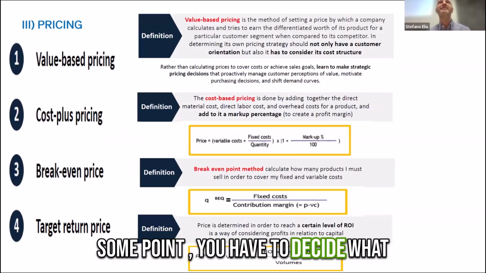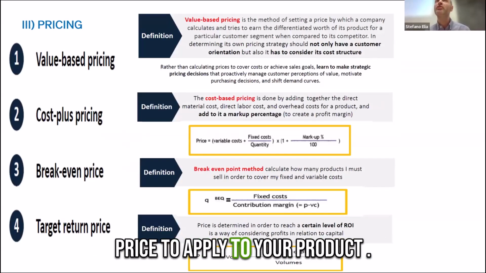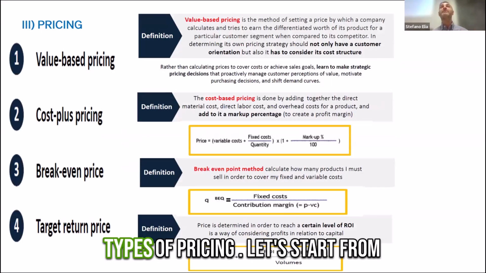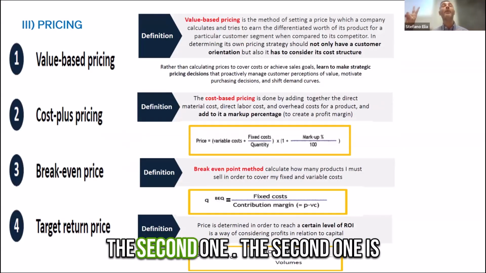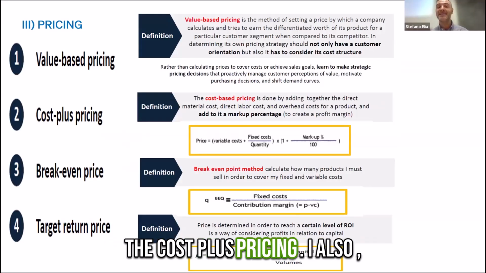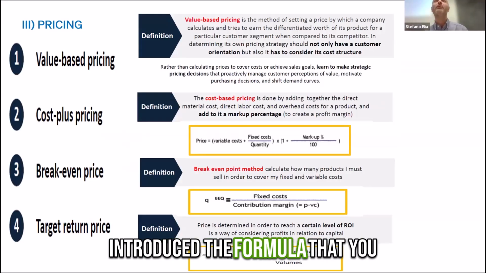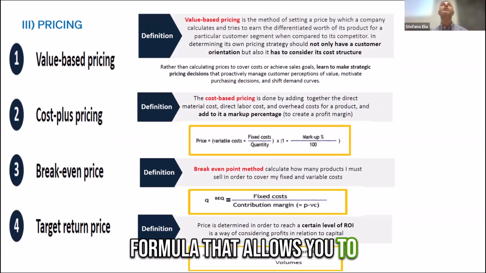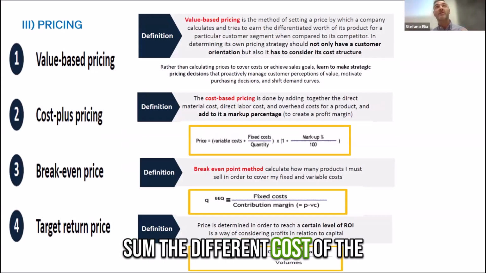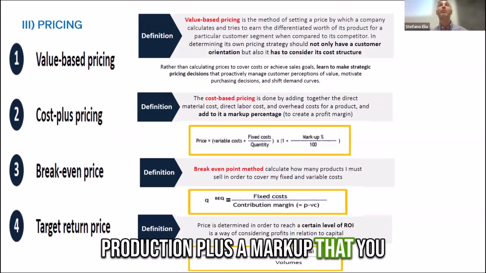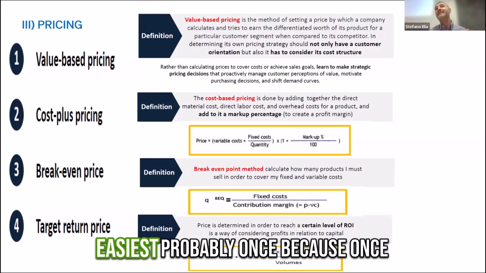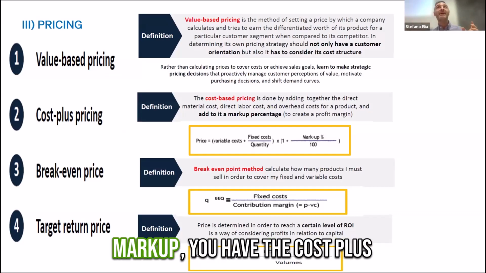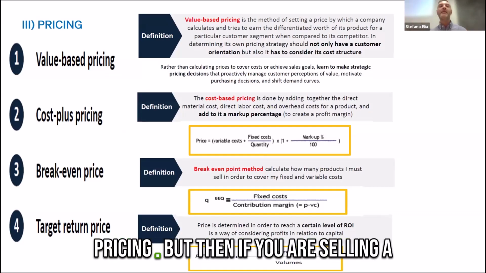At some point, you have to decide what price to apply to your product. Here, I identify four main different types of pricing. Let's start from the second one. The second one is the cost plus pricing. I also introduced a formula that you can use. This is basically a formula that allows you to sum the different costs of the production plus a markup that you want to use. And that's probably the easiest, because once you identify the different cost components, you just add the markup and you have the cost plus pricing.